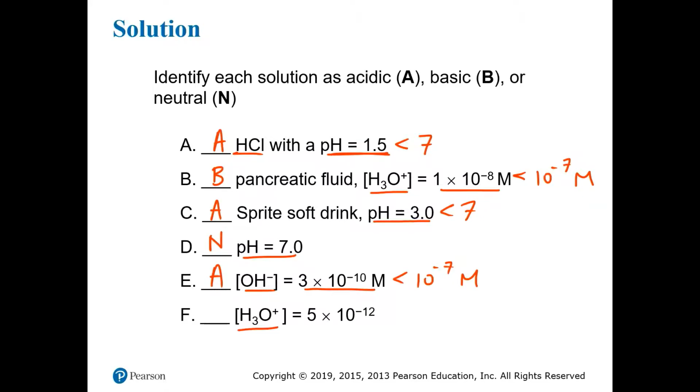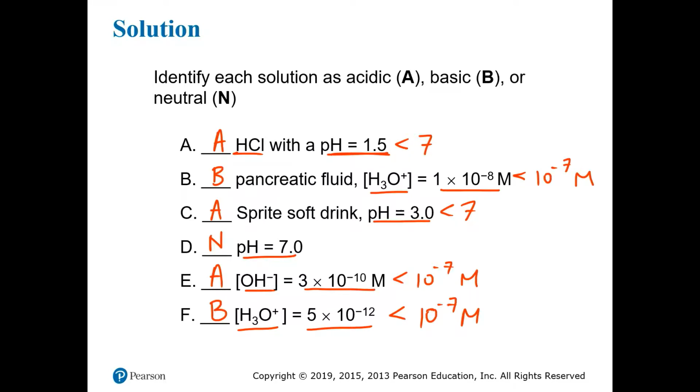Same thing for F. They tell us hydronium, but the concentration of hydronium that they give us is less than it would be for neutral water, 10 to the minus 7th, and therefore this is a basic solution. So you can't just look at whether the number is greater or less than 10 to the minus 7th, you also have to know exactly which ion you're talking about.